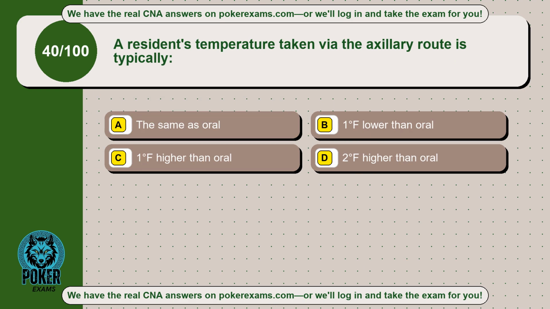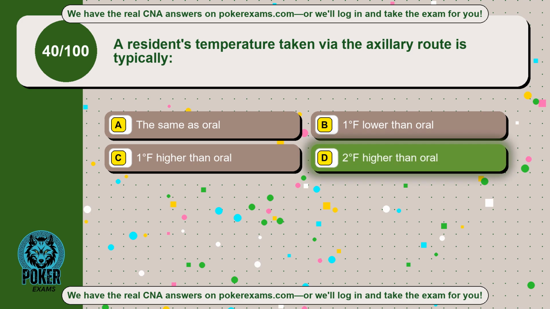Question 40. A resident's temperature taken via the axillary route is typically: Option A, the same as oral. Option B, 1 degree Fahrenheit lower than oral. Option C, 1 degree Fahrenheit higher than oral. Option D, 2 degrees Fahrenheit higher than oral. The correct answer is option D, 2 degrees Fahrenheit higher than oral.